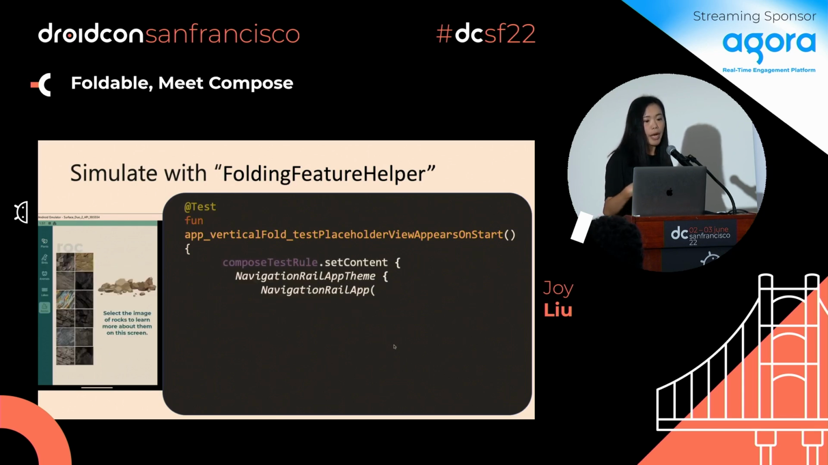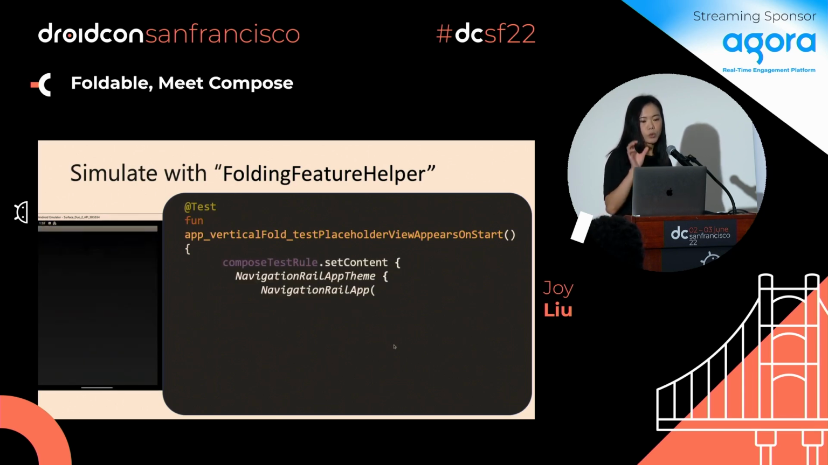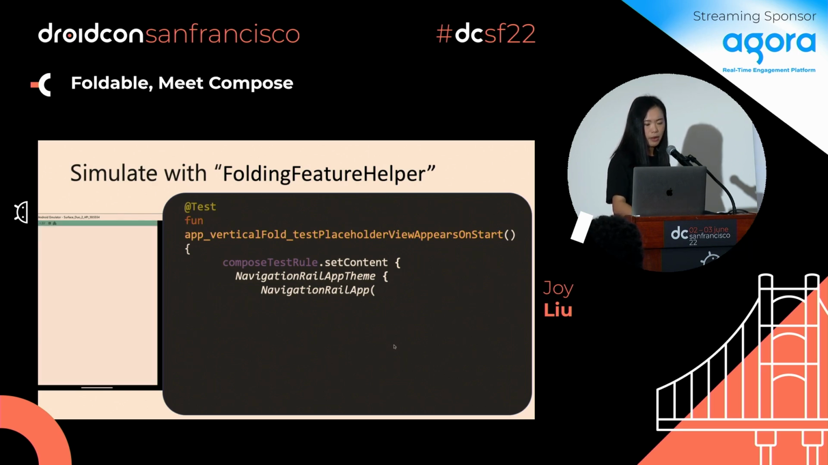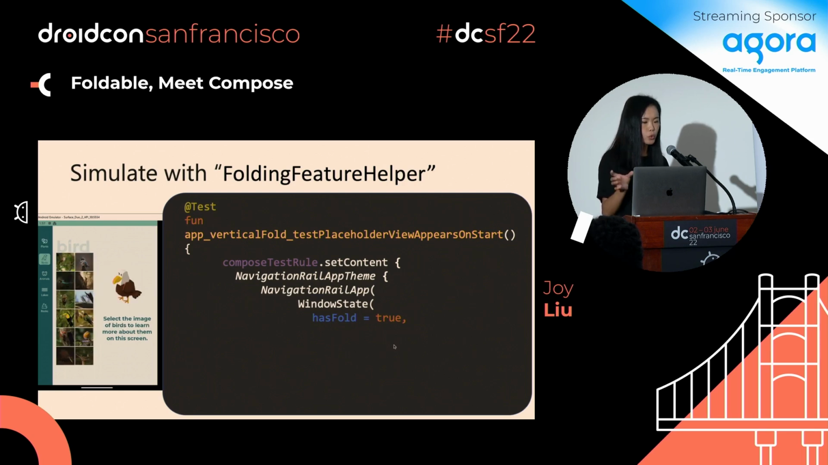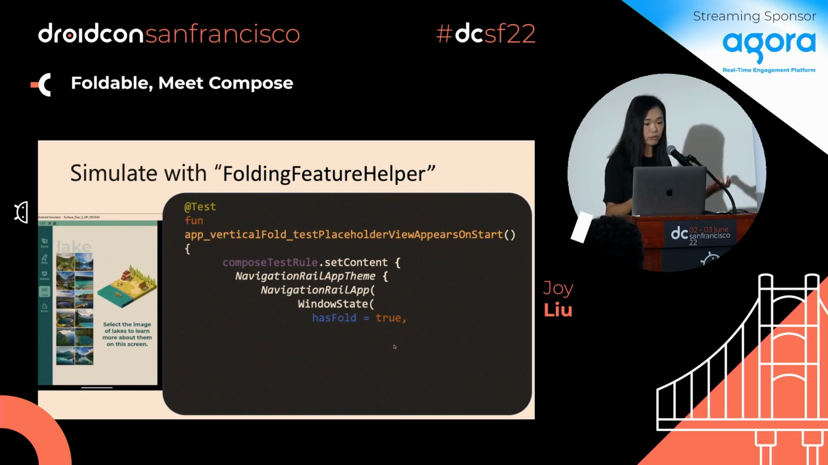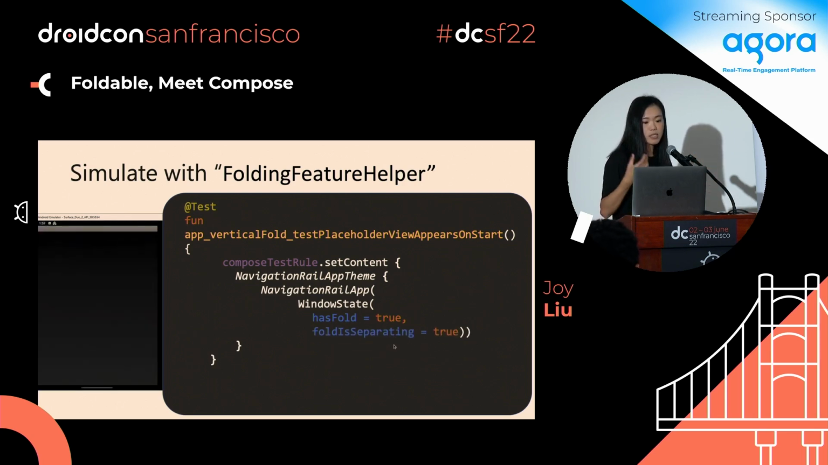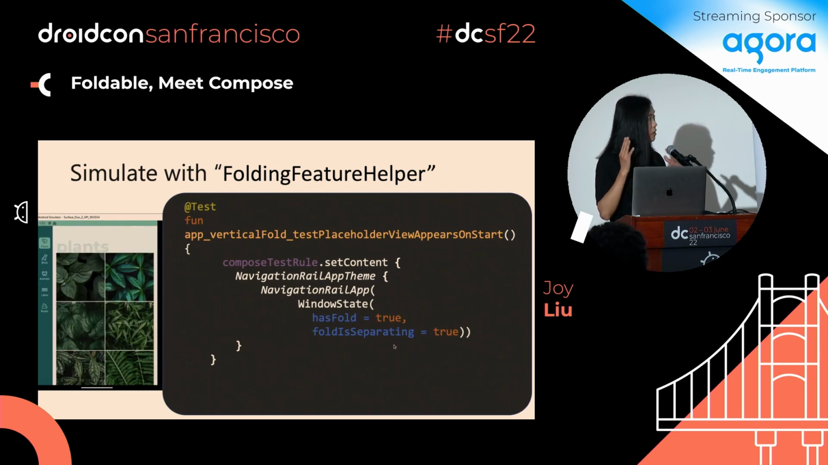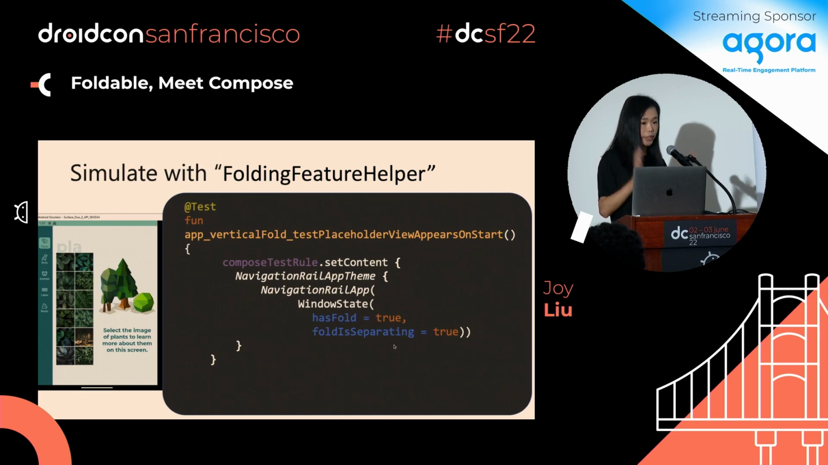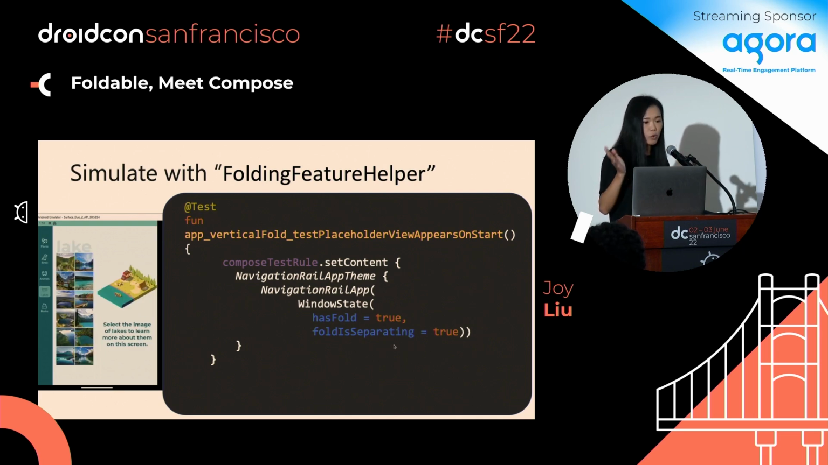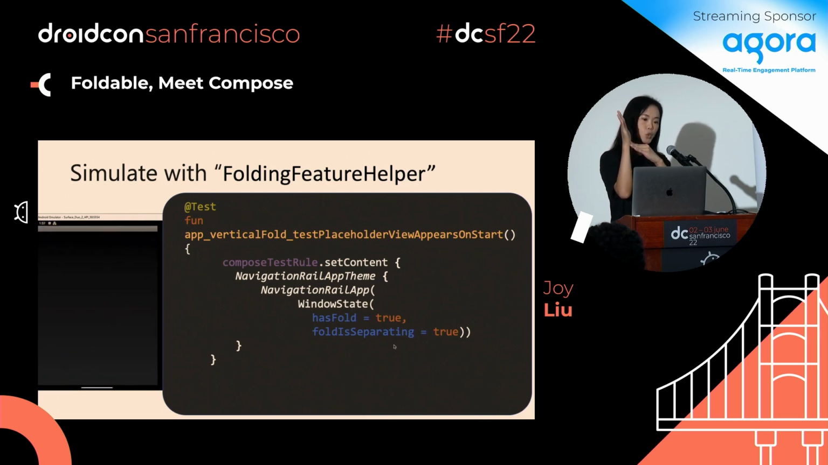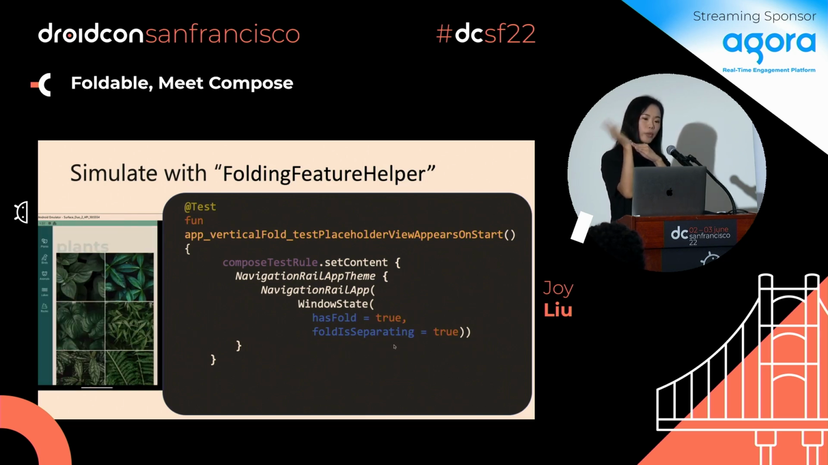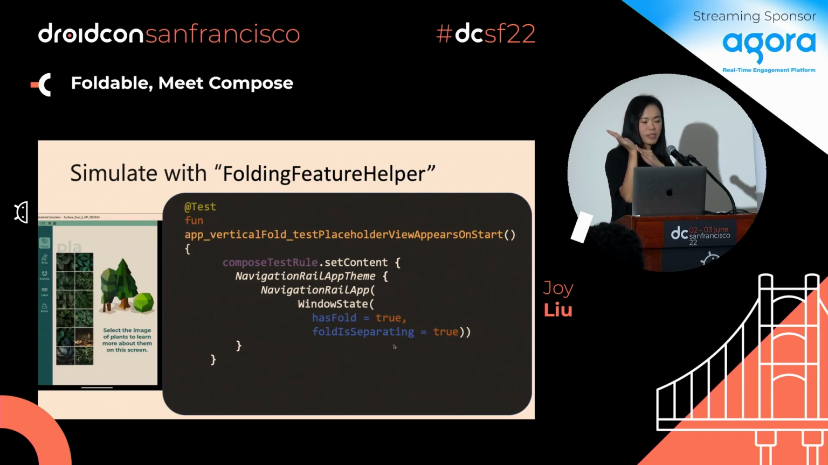We use the Compose test tool to set the content with the app scene and pass in the window state, which has the has fold is true, meaning we are testing on the foldable device. And fold is separating is also true. Fold is separating meaning the device either has the physical hinge or, like Samsung Foldable, has the folding line, but the device is not fully open. It's just half open. The folding angle is less than 180. That means it's separating.